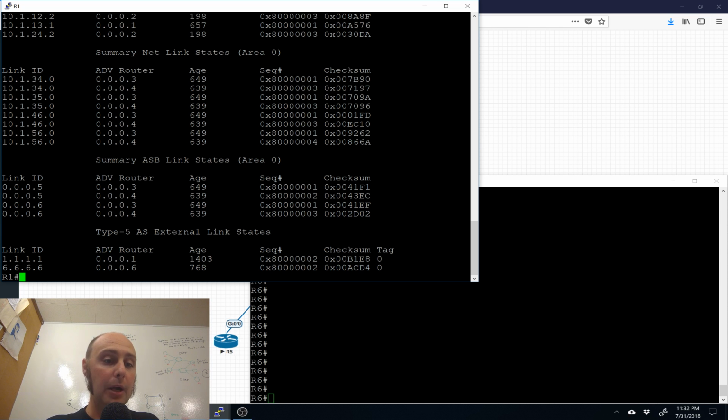Now, because we're on router 1, we don't need an ASBR. Oh God, what am I saying? This is a summary to the area border router. Is that right? Autonomous system border router summary. This is going to tell the rest of the areas how to get to the advertising router.